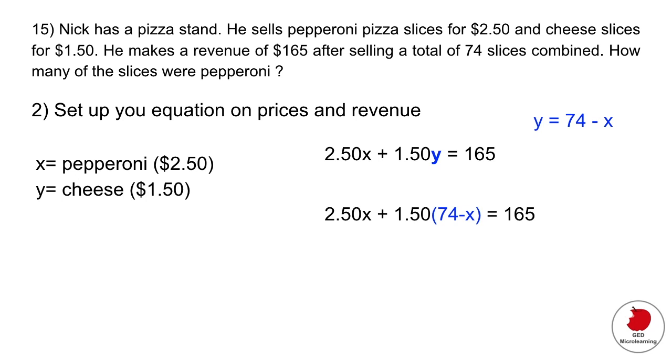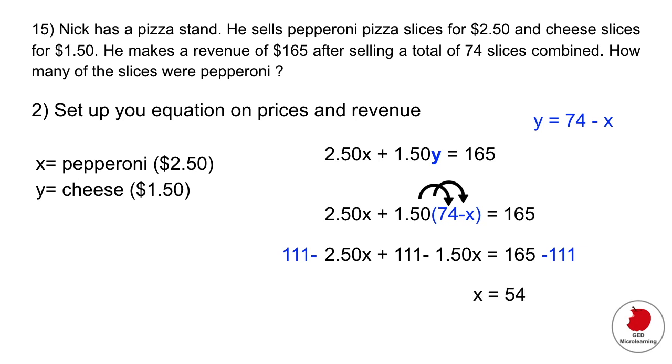And now you want to use what is known as the distributive property. Here you're going to multiply 1.50 times 74, and do the same thing with the second variable. That gives you this number. Once again, we're going to clean it up. We're going to move that 111 on the left side. We're going to subtract it from the left side. Sorry, that should be subtract on the left side, not add. And then we have to subtract on the right side as well. That ends up giving us x is equal to 54.